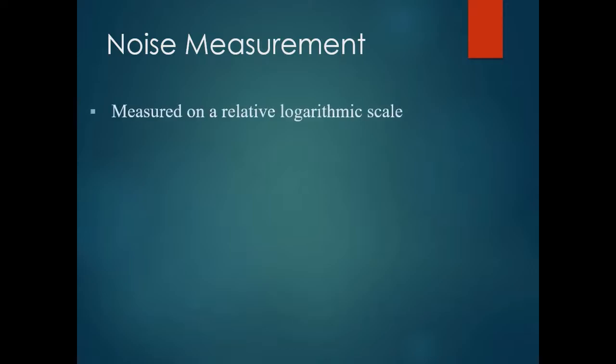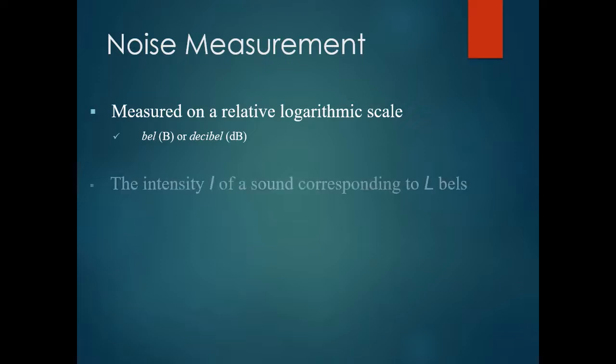So the quantity of energy or the intensity of a single sound is usually measured on a relative logarithmic scale that employs a unit known as the bel, or in terms of its subdivision, the decibel or dB. A bel represents a tenfold increase in energy and is measured in relation to the reference intensity I naught, which is usually taken at the threshold of human hearing.